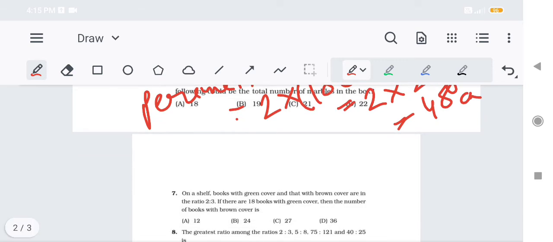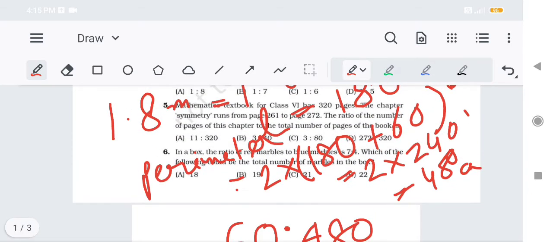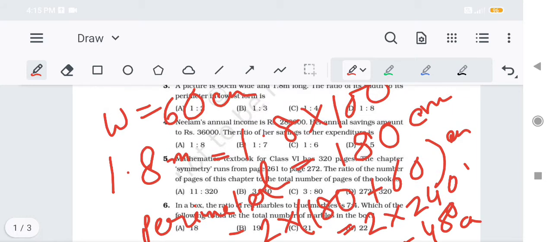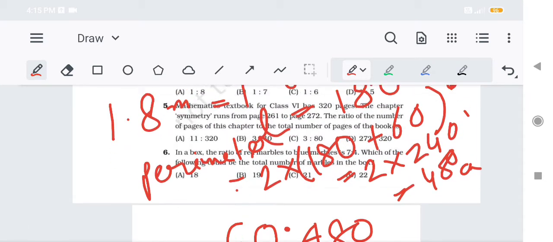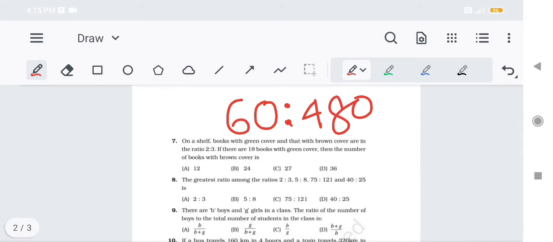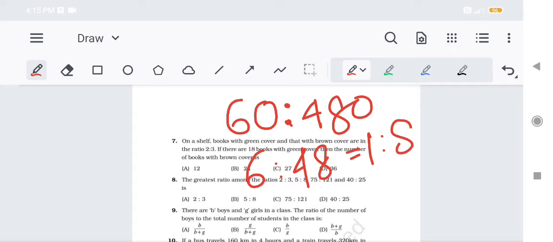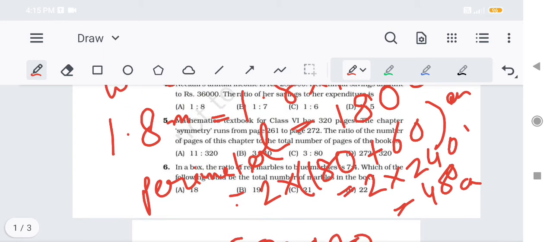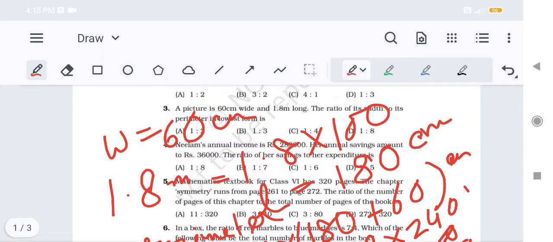Width is given, that is 60 centimeter, and perimeter is given, that is 480 centimeter. Okay, as I have said, in ratio I will not write any unit, and both of these units are same, so we can reduce it to its simplest form. 60 is to 480, we have reduced it by 10 first, then we have reduced it by 6, and our answer is coming 1 is to 8. So where we are getting the answer? Yes, in option D also we are getting the answer 1 is to 8.